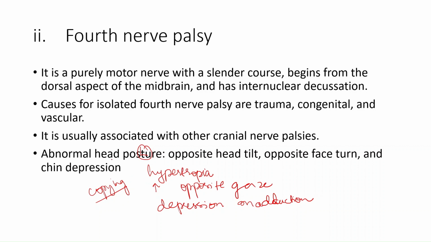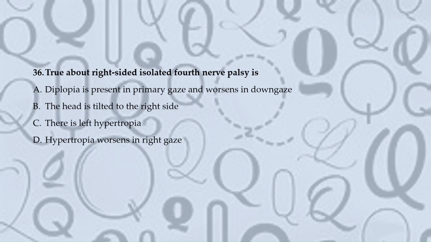So what is the abnormal head posture that we have? There is an opposite head tilt. So supposing we are dealing with the left-sided fourth nerve palsy, there is a right-sided head tilt, right-sided face turn and a chin depression. So right-sided head tilt is to compensate for the loss of intorsion. Right-sided face turn is to compensate for the absence of abduction, and chin depression is to compensate for the absence of depression of the eyeball.